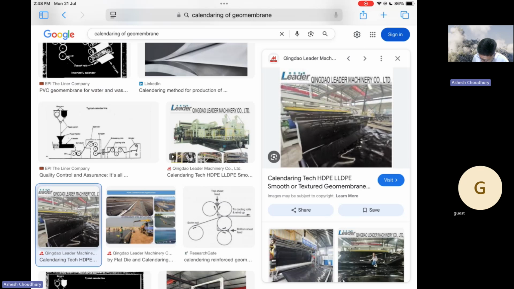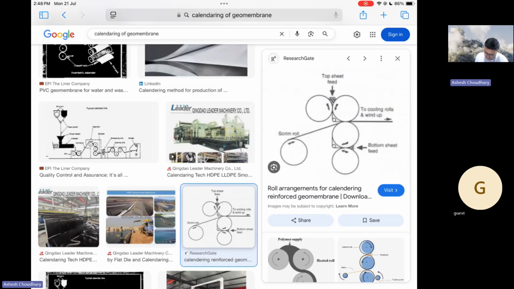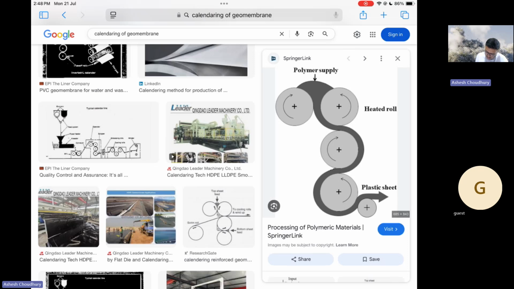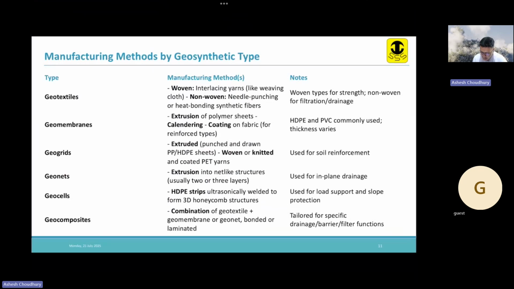Yes, this is the process of calendering. The material is passed through different types of rollers like this, and you get a long sheet of geomembrane. You feed the material like this, and then it passes through the rollers. When you supply the polymer and apply it, it heats up and is formed into sheets. The sheet comes out, and later it can also be coated. Everything is given in detail in the book, so please go through it.